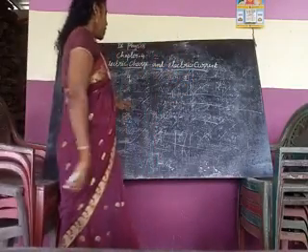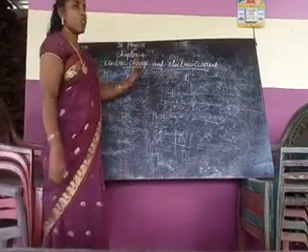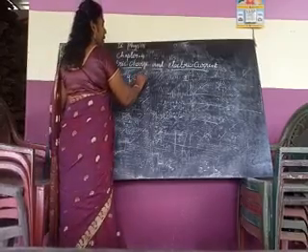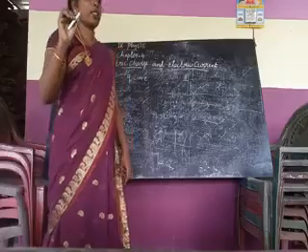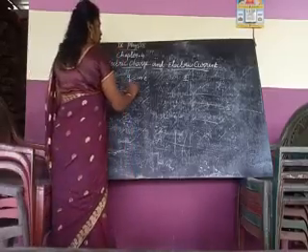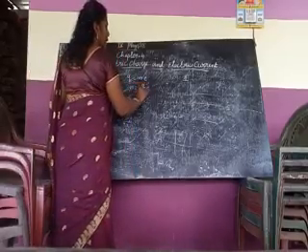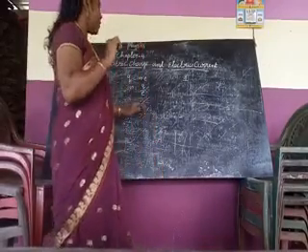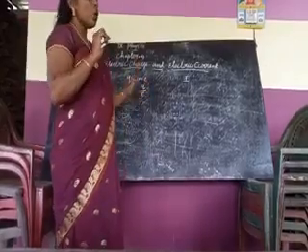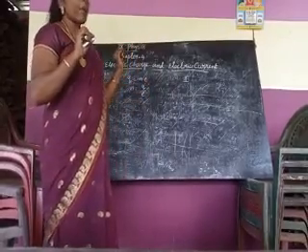What is the formula for charge? Q equal to N E. Here, we have to calculate the number of electrons. So what is the formula? N equal to Q divided by E. Q means charge. What is E? E means the charge of an electron. What's the value? 1.6 into 10 power minus 19.